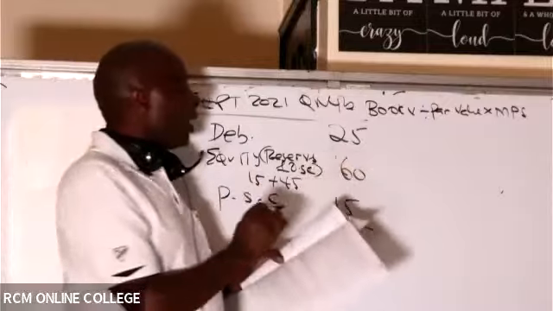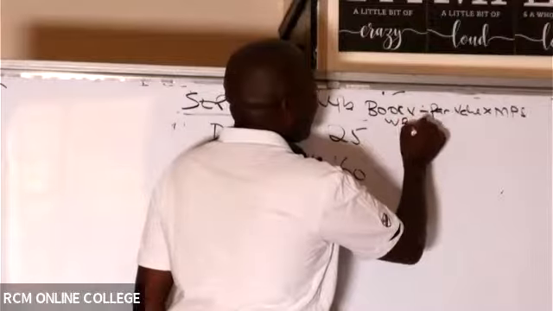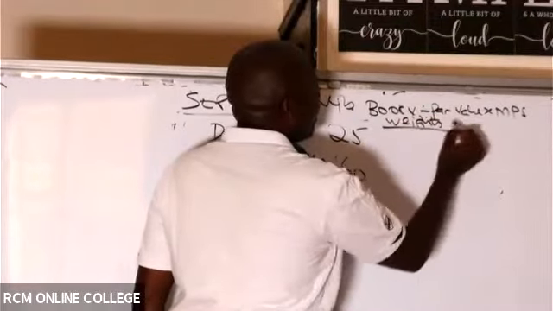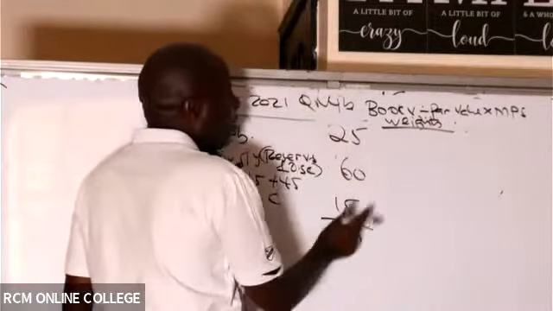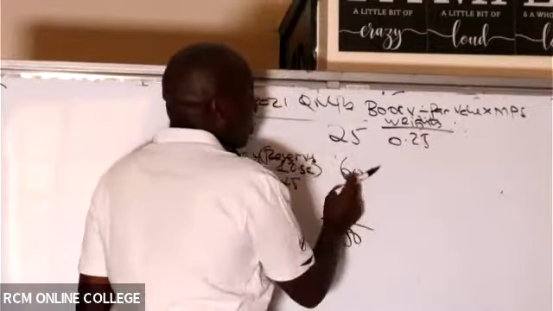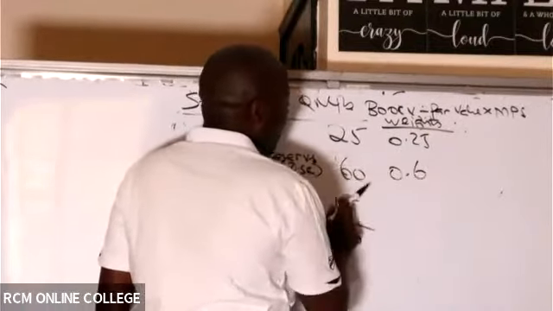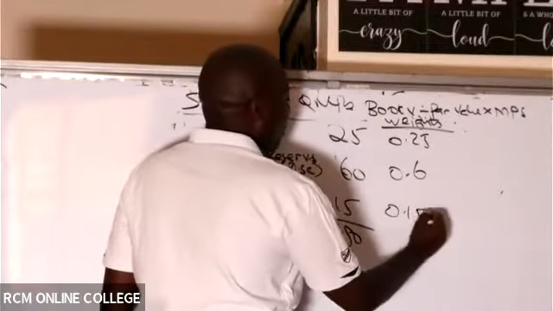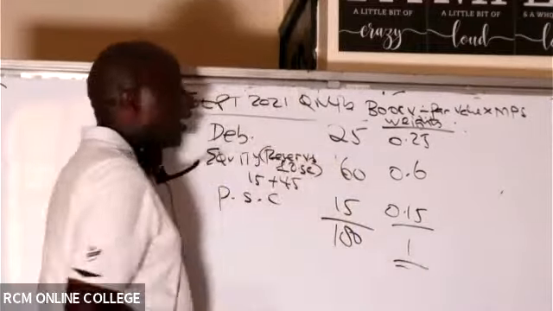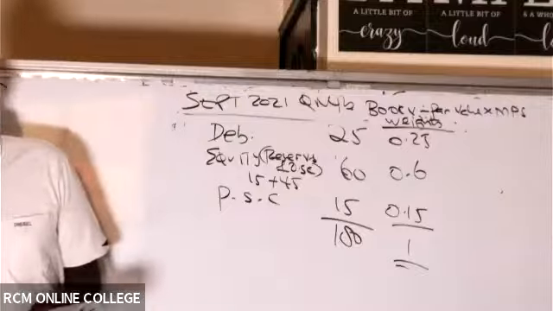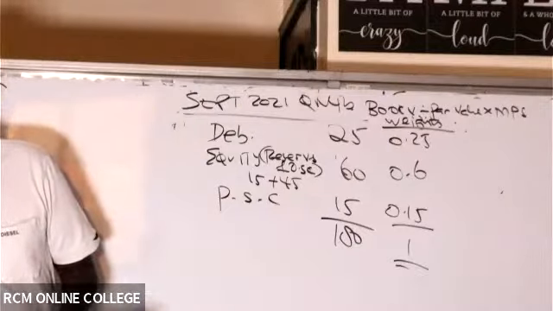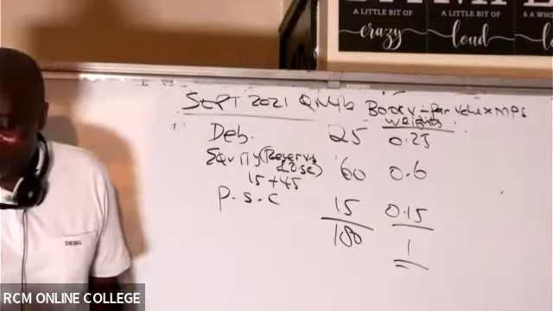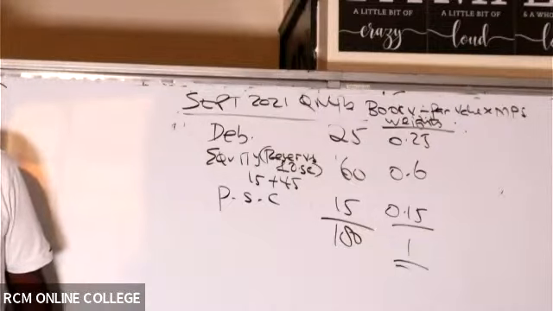But now, fortunately, here I'll be able to get my weights very fast. So this will be 25 divided by 100 gives me 0.25. This will be 60 divided by 100 giving me 0.6. This will be 15 divided by 100 giving me 0.15. The weights must always add up to 1. So, ladies and gentlemen, up to here, are we together? I can see Leonida has written something there.